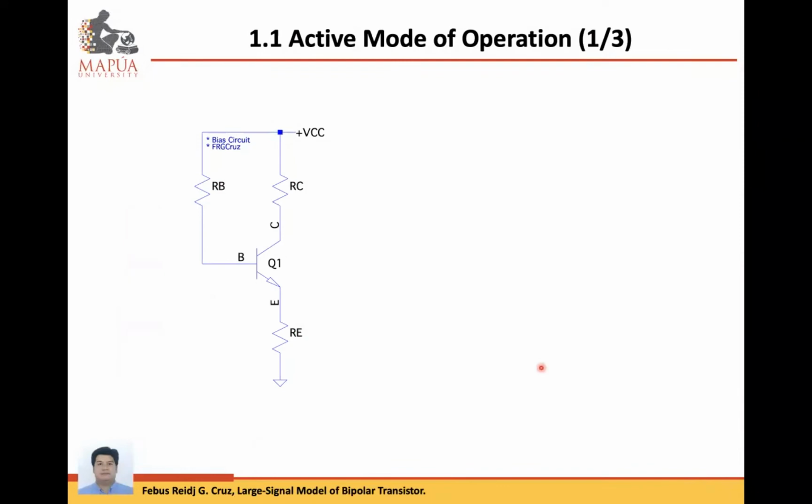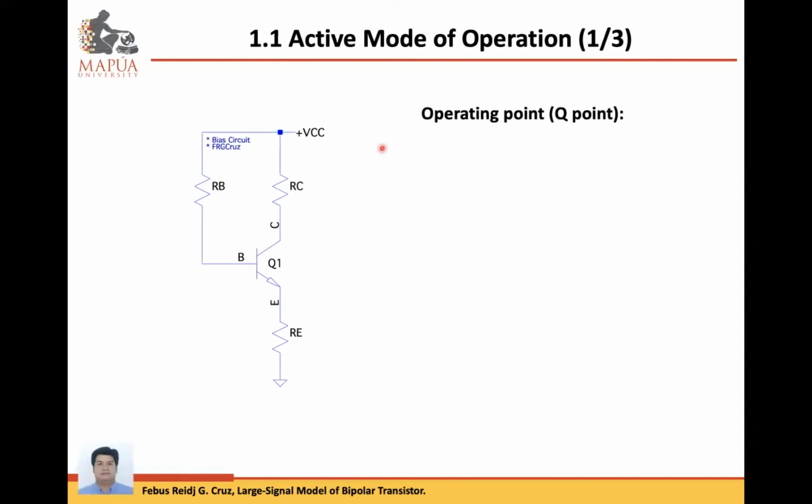Now, for the DC analysis, first step is we are going to assume the active mode of operation. Again, when we say active mode, we are going to assume that transistor Q1 is properly turned on, where the base emitter junction is forward biased, while the base collector junction is reverse biased. So we are going to assume that Q1 is in the active mode.